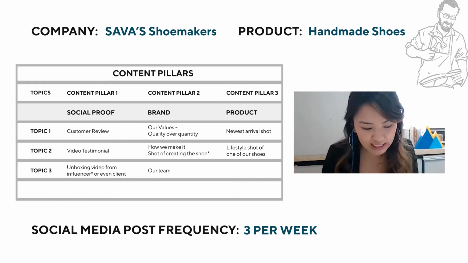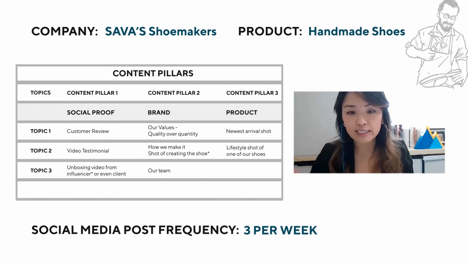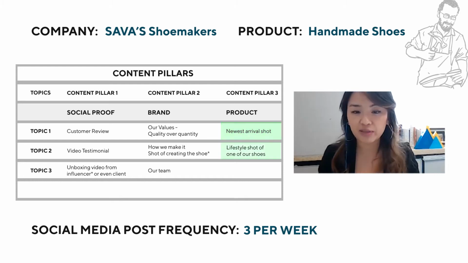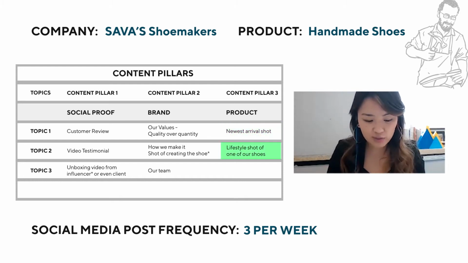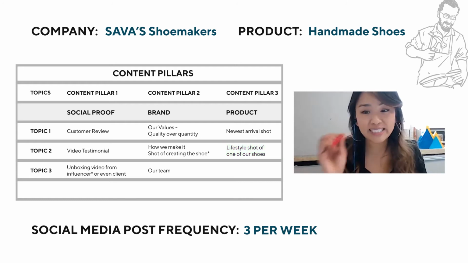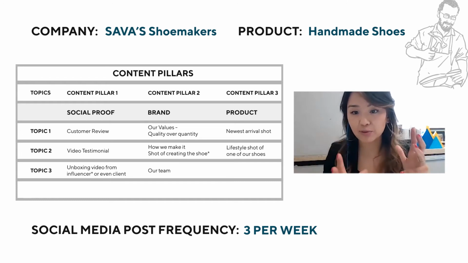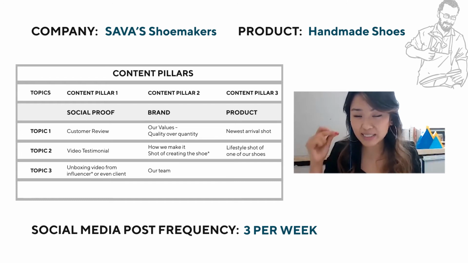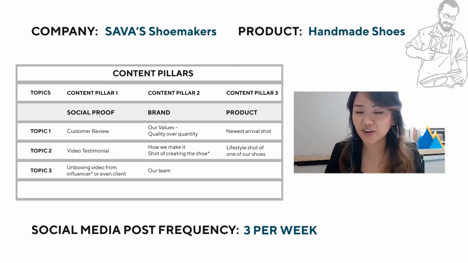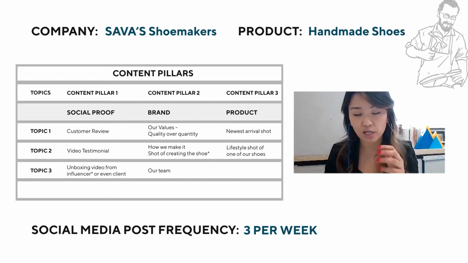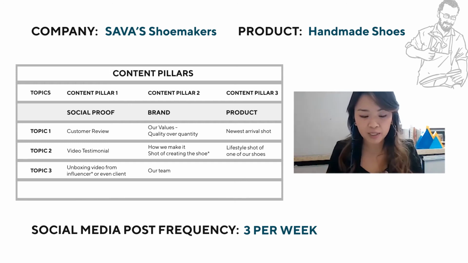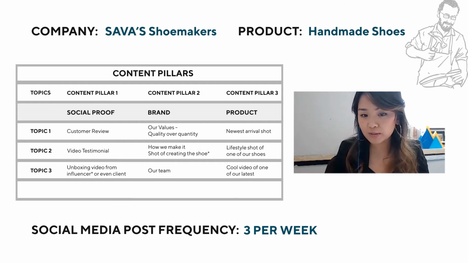Easy peasy, lemon squeezy. All right, the last one for content pillar number 3 with the product. We've done the newest arrival shot. We've done the lifestyle shot of one of our shoes. The other thing we can do is a cool video. I know I'm just writing it out. This is how simple you can keep it when it comes to the planning process. And then once you plan it out, you can bang out the content very fast if you have the ideas down, because a lot of times it's the ideas that hold us back. So I'll say a cool video of release. That could be one.